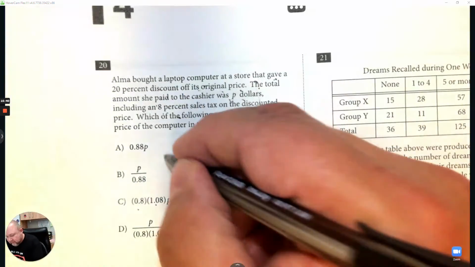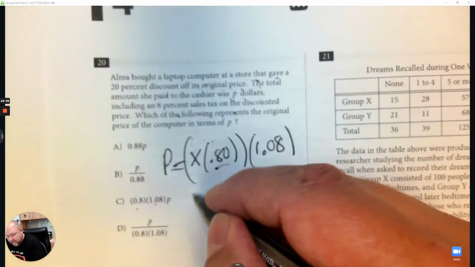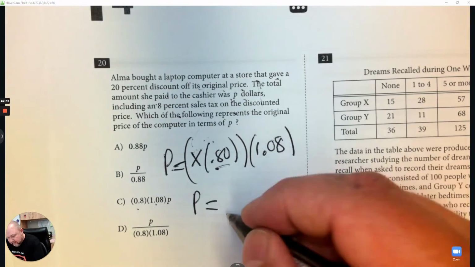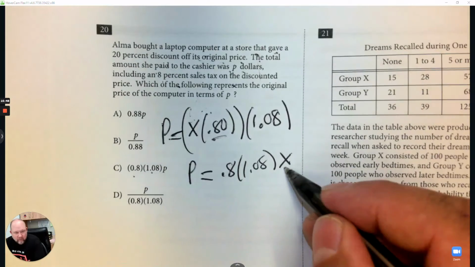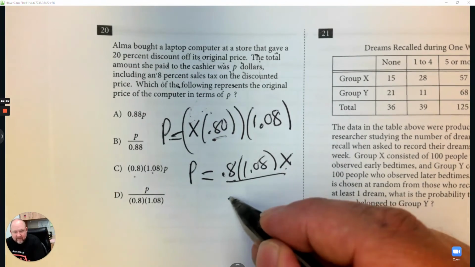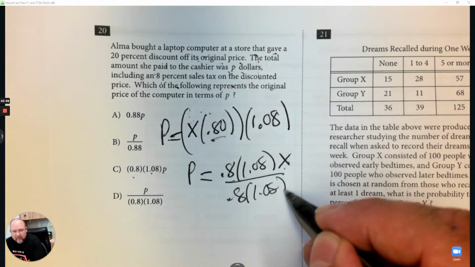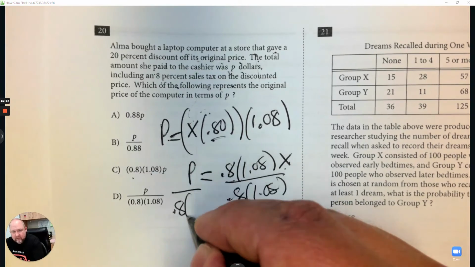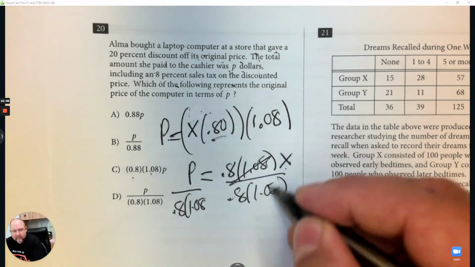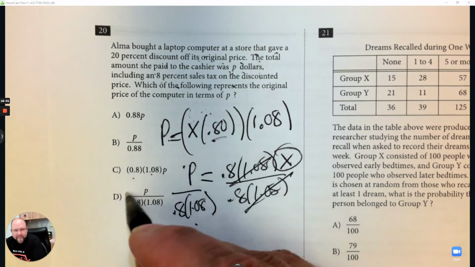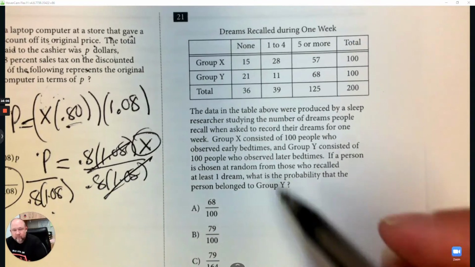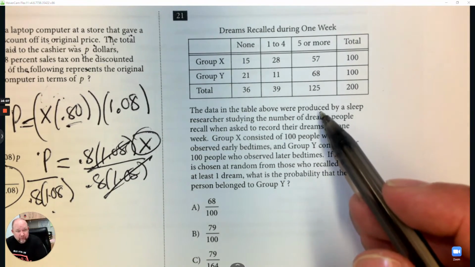Oh, let me try this again. So this is what P equals, right? So P equals 0.8 times 1.08x. I want to know what x equals, so I have to divide by 0.8 times 1.08. This is the original price, so it's P divided by that. There's your answer. 21. The data in the table above were produced by a sleep researcher.